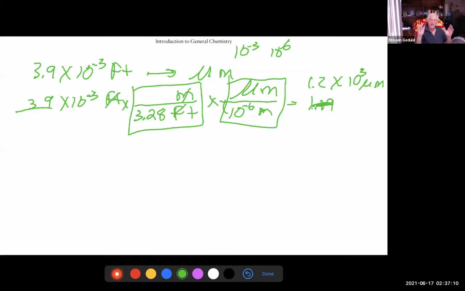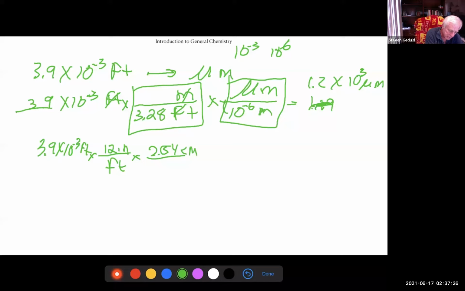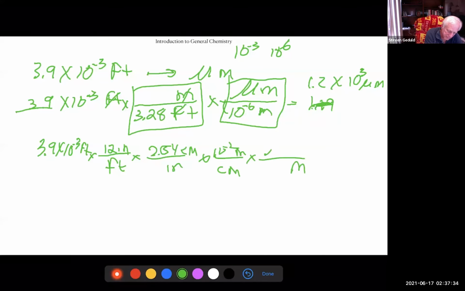Now, you don't have to do it that particular way. Like I said, I could have gone 3.9 times 10 to the minus 3 feet, 12 inches to a foot, 2.54 centimeters per inch, centimeters to 10 to the minus 2 meters, and meters to micrometers, 10 to the minus 6. So 3.9 times 12 times 2.54, and then bring your exponents, and you get the same answer. There's multiple ways to do it.